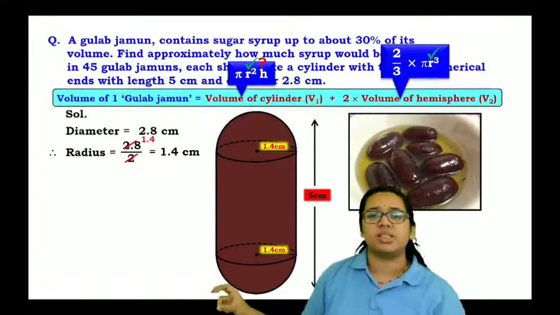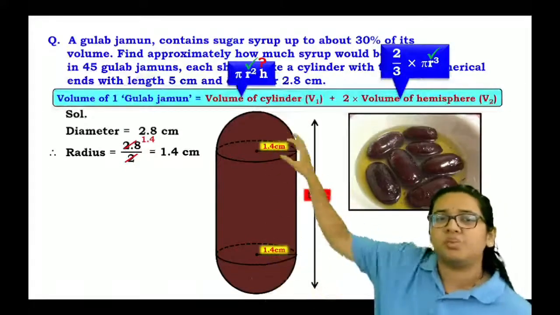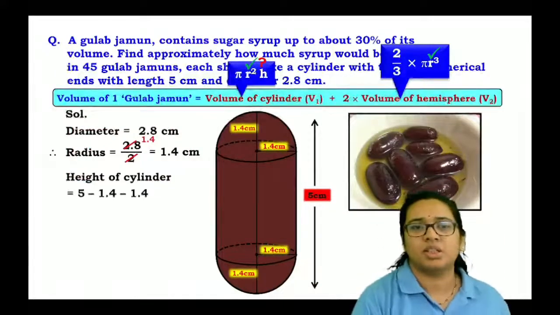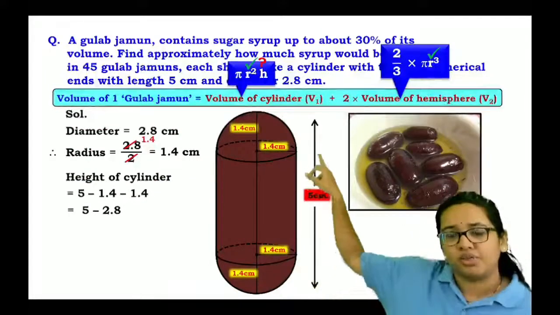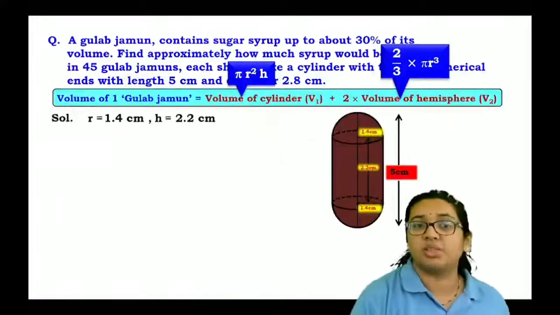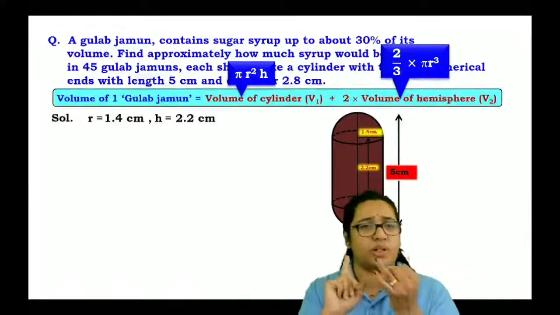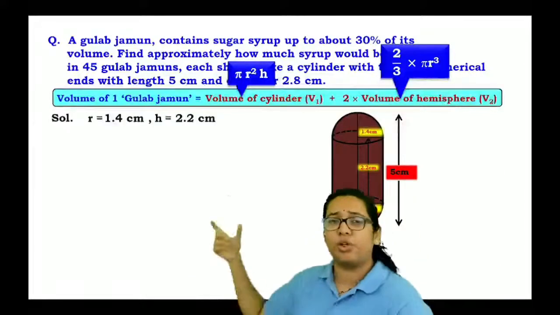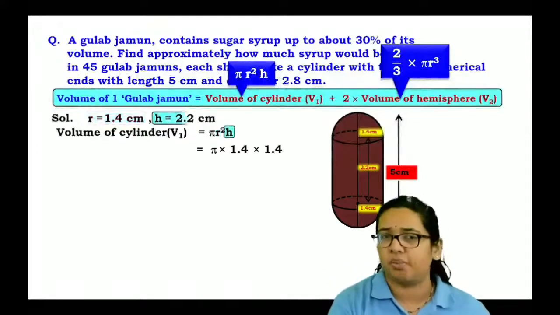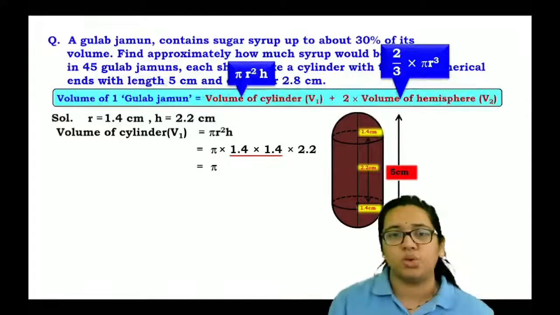It means that we just have to subtract the radius of the hemispheres from this 5 centimeter. Hence, height of the cylinder is nothing but 5 centimeter minus 1.4 minus 1.4. So the answer will be 2.2 centimeter. Now you have the value of R, you have the value of H. You can easily go for the volume of one jamun. Volume of cylinder is nothing but pi R square h, that is pi into 1.4 into 1.4 into 2.2.